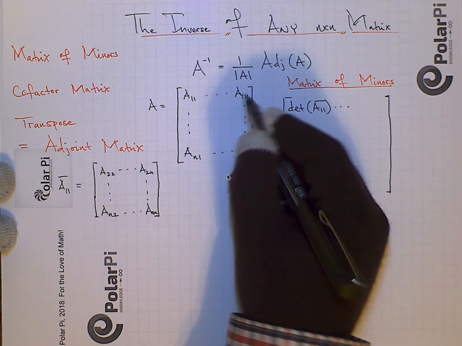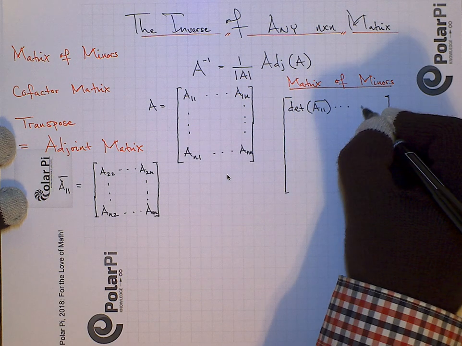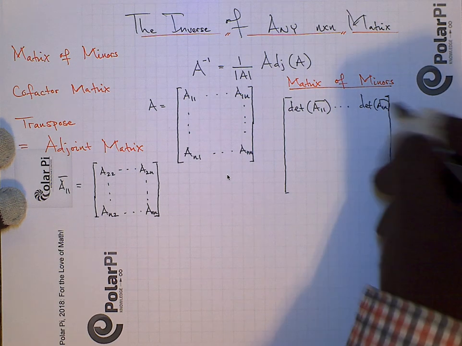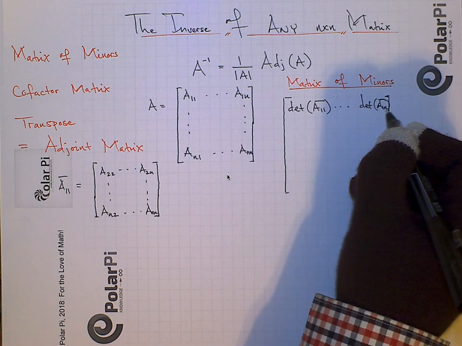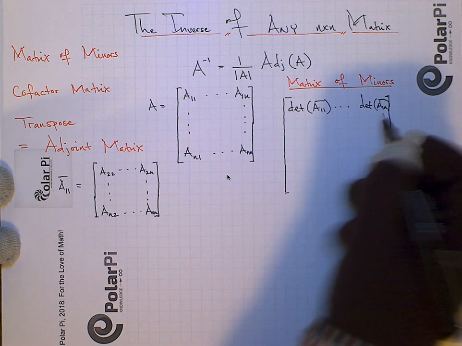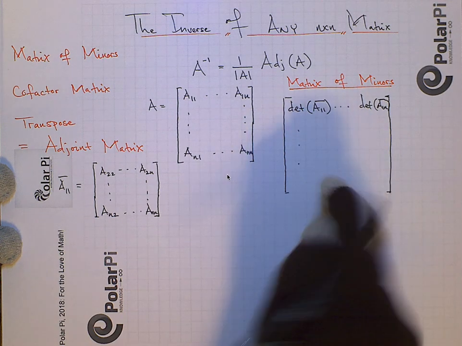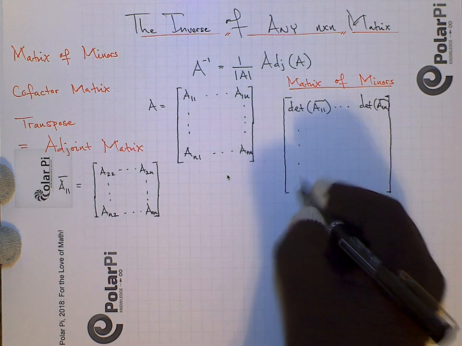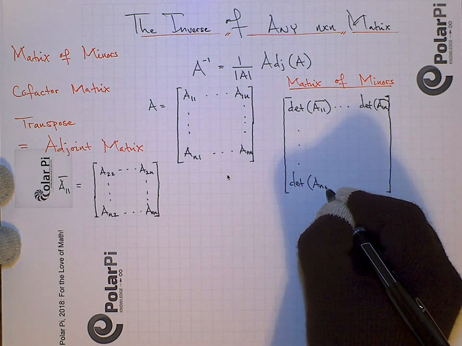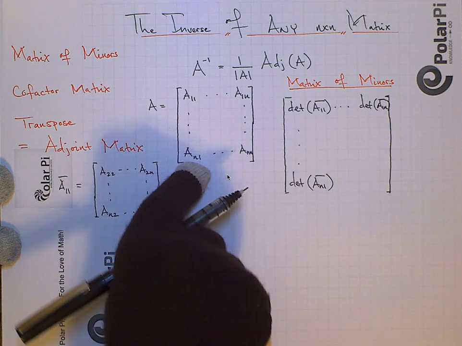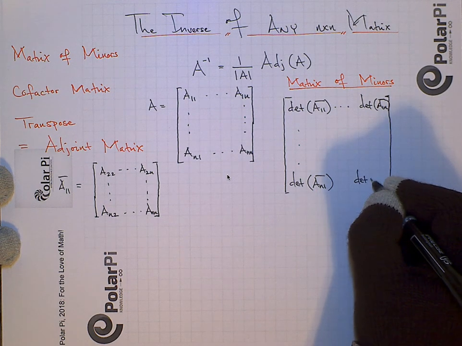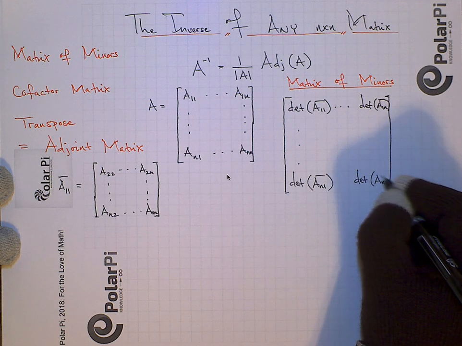So this last entry here is going to be replaced by the determinant of A1n bar. Again, that's a lot of work because A1n bar is an n minus 1 by n minus 1 matrix, and then you have to find its determinant, and so you get it. And so here you're going to have to write the determinant of An1 bar to replace the entry An1, and then finally here at the end, if you make it here, you have to find the determinant of Ann bar to replace the entry Ann.